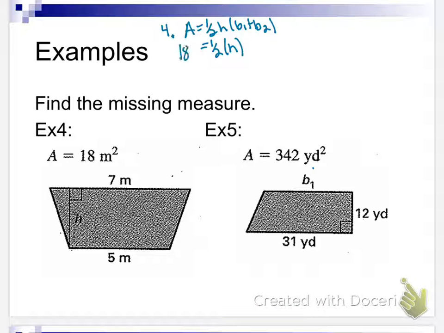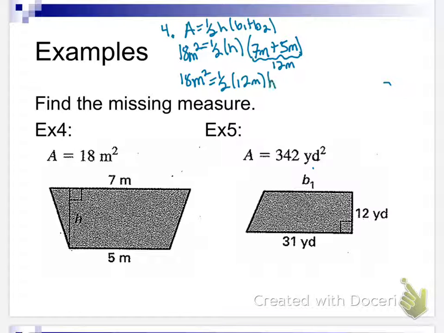I know my area. I don't know why I skipped it, 18 meters squared. And then I have base 1 plus base 2. Well, base 1 plus base 2 is 7 meters plus 5 meters. 7 meters plus 5 meters is 12 meters. So I can rewrite this as 18 meters squared equals 1/2 times 12 meters times my height. 1/2 goes into 12 6 times. So I now am going to move this over this way. I end up with 18 meters squared equals 6 meters times h.